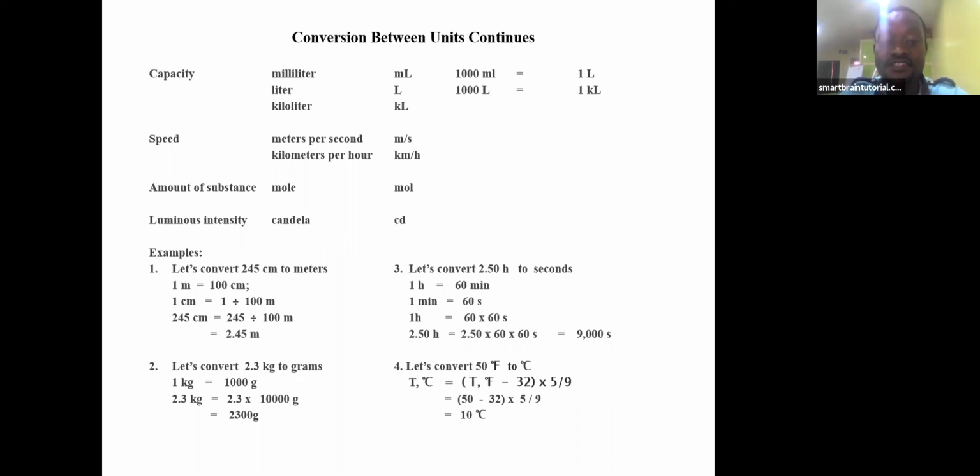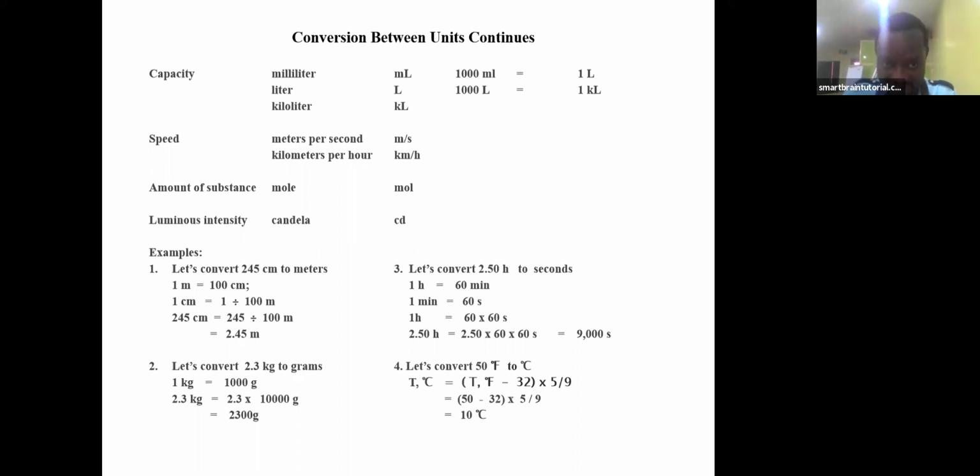Next, we'll see the amount of a substance, which is the mole. The unit is the mole, and the abbreviation is MOL. Then finally, the luminous intensity, as I said earlier, is used to measure how bright a light is, the brightness of a light. It is measured in candela, and the symbol is CD.